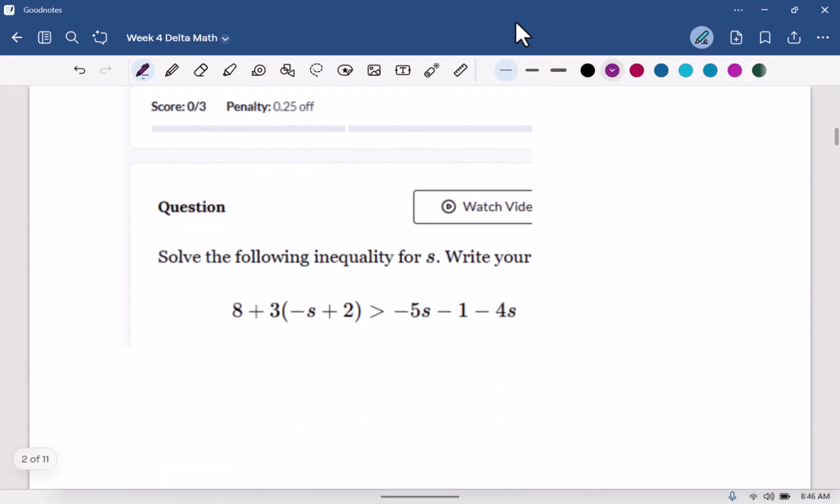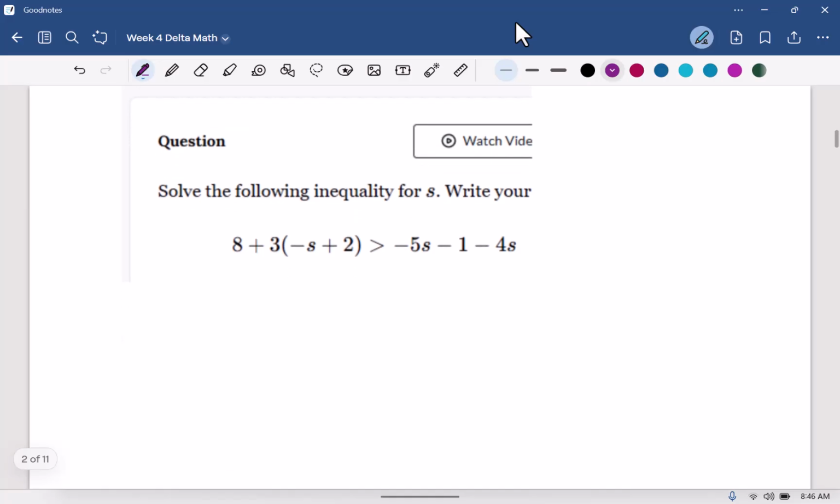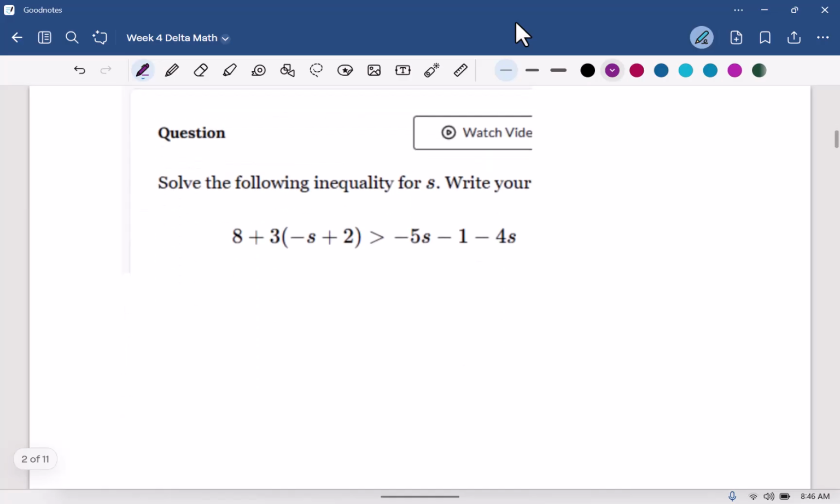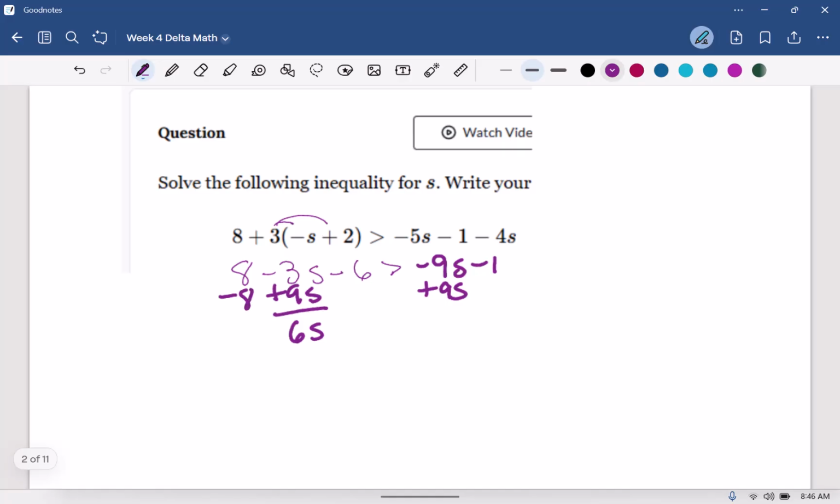Second section, this is level 2 because level 1 is easier. So you're just going to distribute. So it's 8 minus 3s minus 6 is greater than, make it bigger, -5 minus 4. Go ahead and combine like terms. That's -9s minus 1. Then I want to get all my s's on one side. So add 9s. So 6s minus 8.